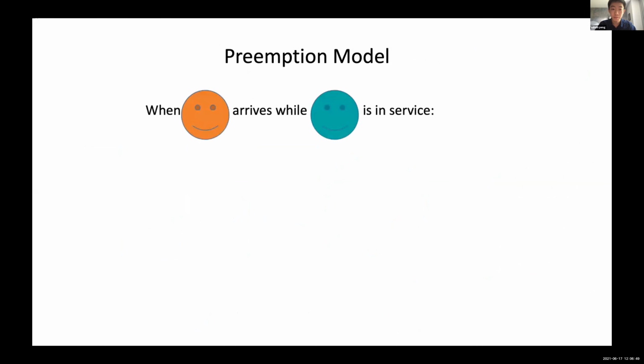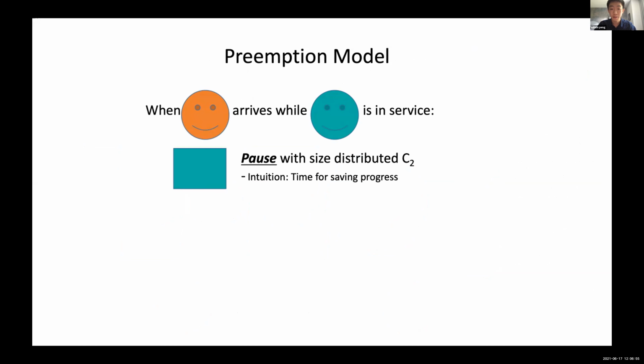So what is the preemption model? First of all, when a class 1 job arrives when a class 2 job is in service, there's a pause. The pause has size distribution C2, where we write C2 because in a multi-class system, we can have a separate pause distribution for each class. The pauses are generally distributed, and the intuition is, for example, if you're playing a game or something, when you want to save progress on a job, it takes some time.